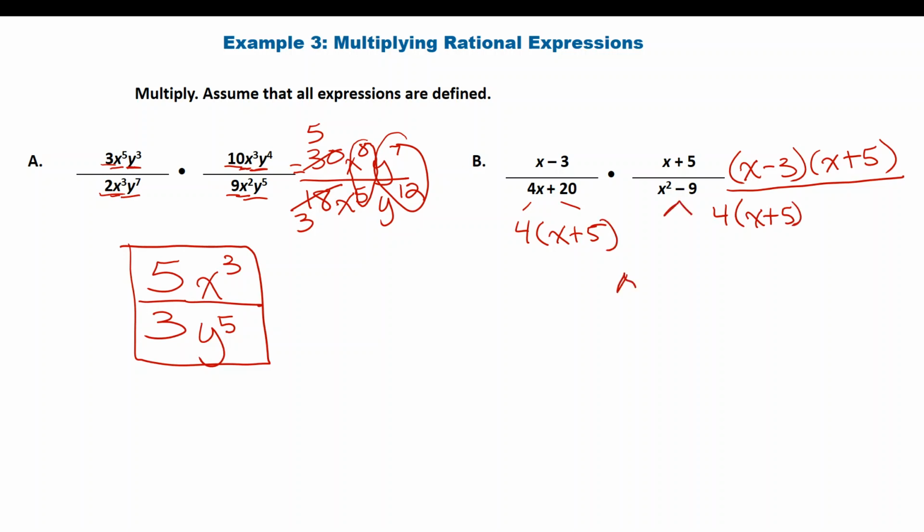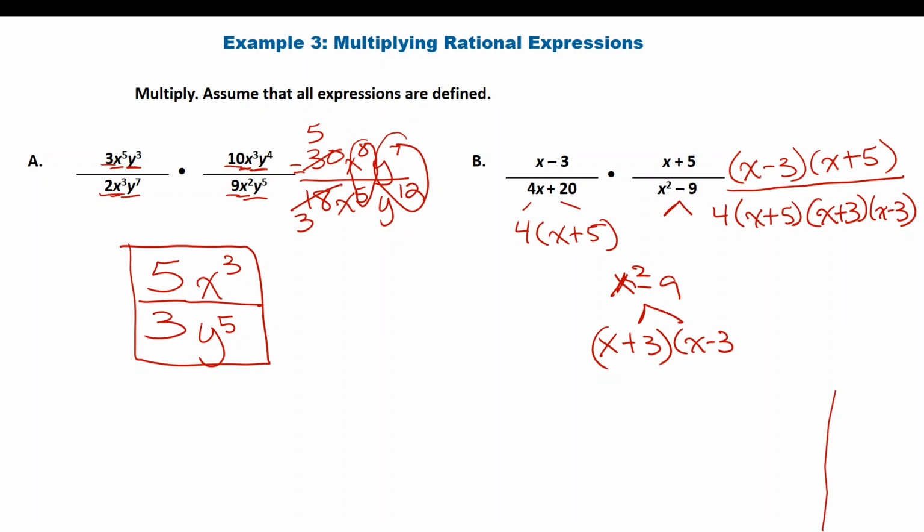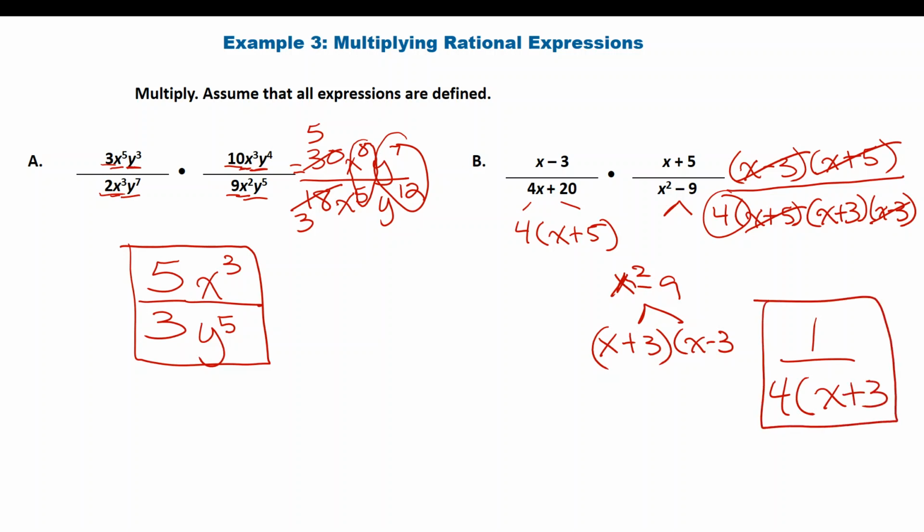and then notice I have an x squared minus 9. Now that is the difference of two perfect squares, so that's going to be x plus 3 and x minus 3. So I'm going to go ahead and put those up here, x plus 3 and x minus 3. Now let's see if there's anything I can cancel out. And I see that I have an x plus 5 and an x plus 5. I have an x minus 3 and an x minus 3. And so what I have left is just 1 over 4 times x plus 3. And so there we have it simplified.